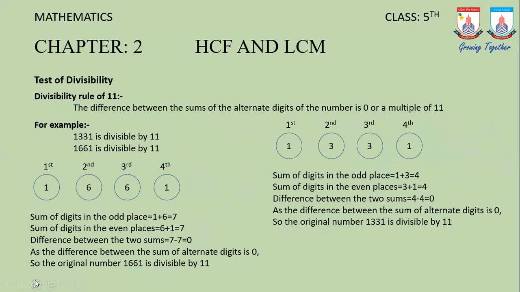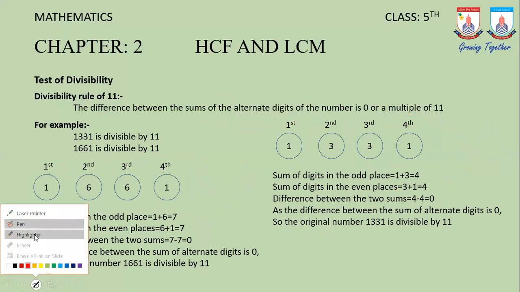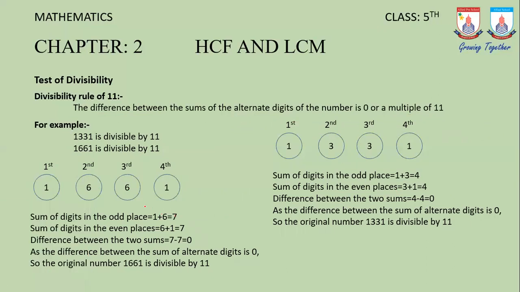And now look slightly at these previous examples. These are alternate positions, and these are alternate positions from below. The sum of these positions is 1 plus 3, which is equal to 4. The sum of digits in even places is equal to 4. The difference between them is 0. So the original number is divisible by 11.